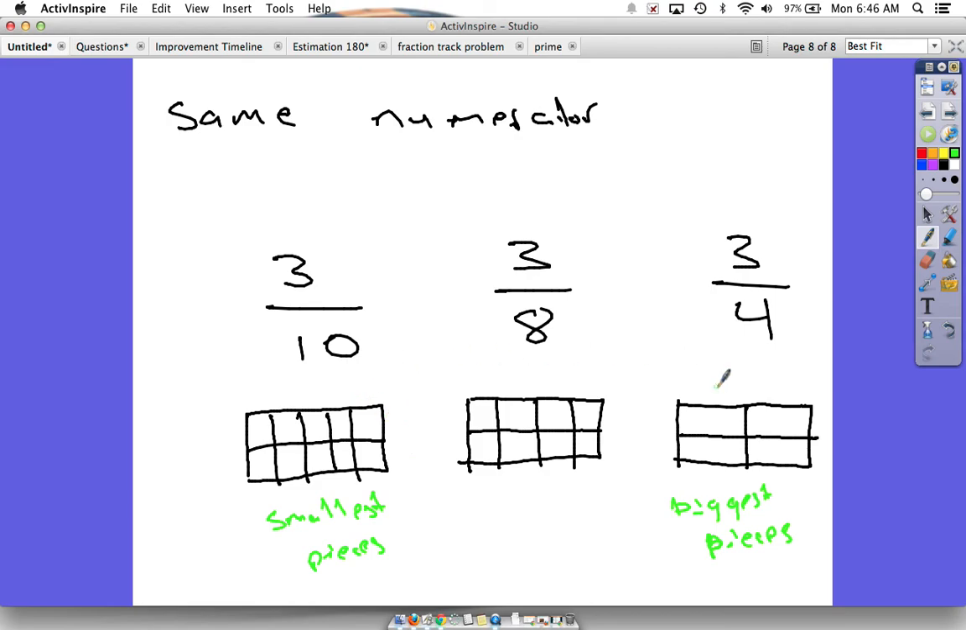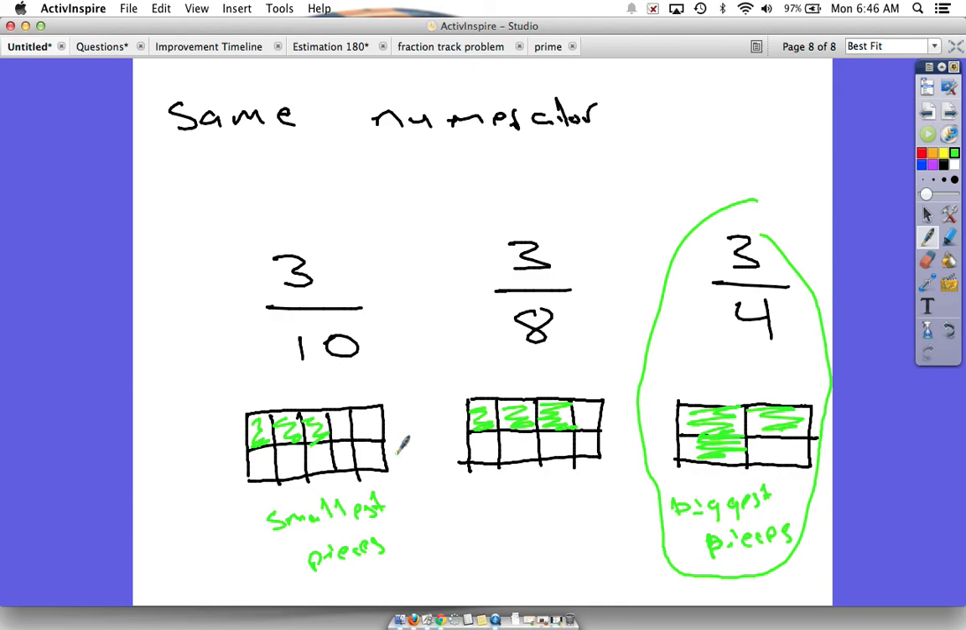So if you're trying to compare these fractions, and we have 3 of all of them, you'd want 3 of the biggest pieces. That would give you the biggest number. Or if you were looking for the smaller fraction, you'd want 3 of the smallest pieces. So if I fill these in, 1, 2, 3 of these, compared to 1, 2, 3 of these, compared to 1, 2, 3 of these, I definitely get more with this one because I've got bigger pieces. I'm getting 3 pieces in all of these, but I'm getting more with this one because the pieces are actually bigger. I'm getting less with this one because the pieces are actually smaller.